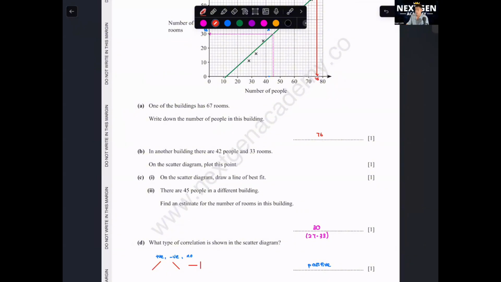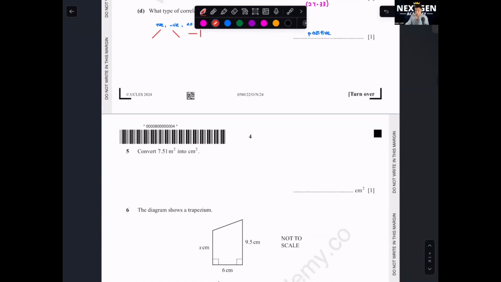Okay, scatter diagram, very easy. I think this is the easiest statistics method among all of it. All right, let's move on to question 5.